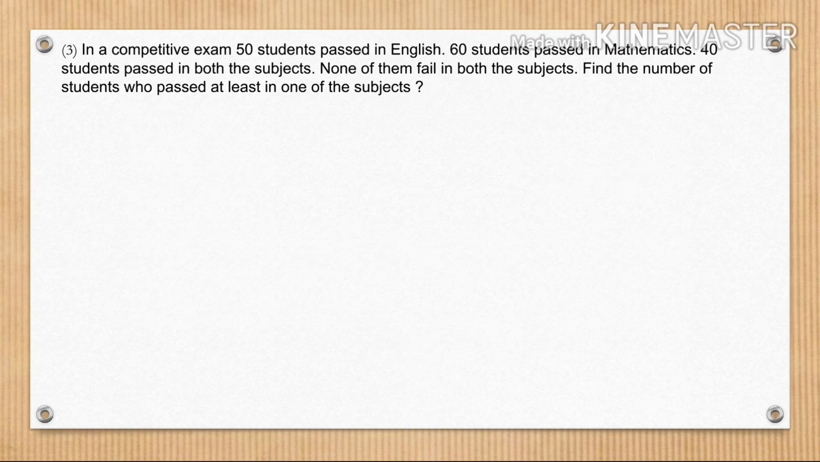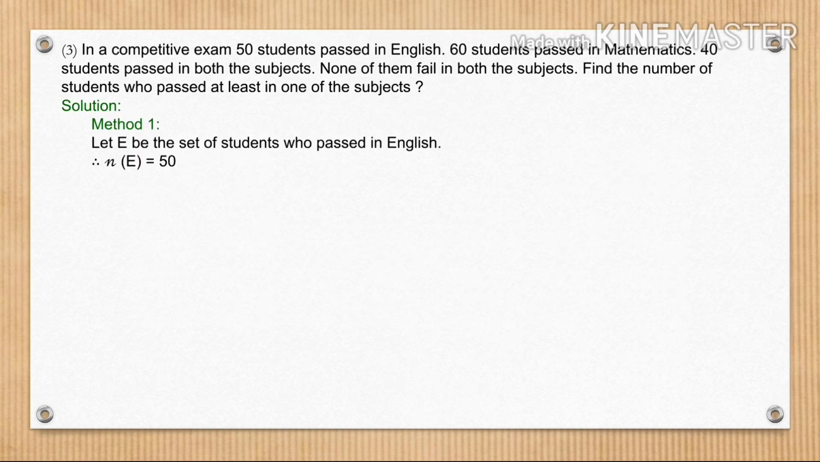Question number 3. In a competitive exam, 50 students passed in English, 60 students passed in mathematics, 40 students passed in both the subjects. None of them failed in both the subjects. Then find the number of students who passed at least in one of the subjects. Again, write down all the information which is provided in the sum in the form of sets.